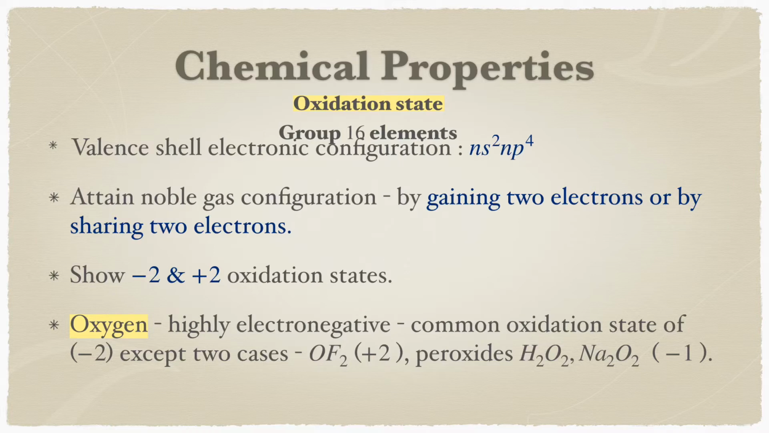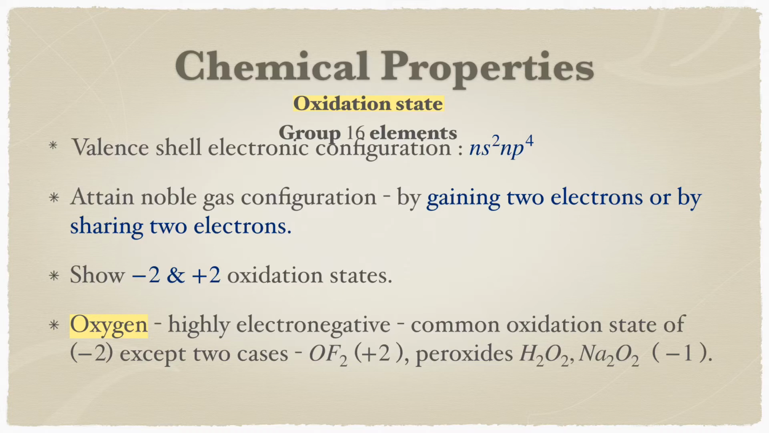As you know, the valence shell electronic configuration is ns2 np4. So there are 2 electrons in the s shell and 4 electrons in the p shell. The oxidation state is simple. Either it can gain 2 electrons or share 2 electrons, so it attains noble gas configuration. So oxidation state helps to gain stability by attaining noble gas configuration, which can be done by gaining 2 electrons or by sharing 2 electrons. Okay, so hopefully you understood.